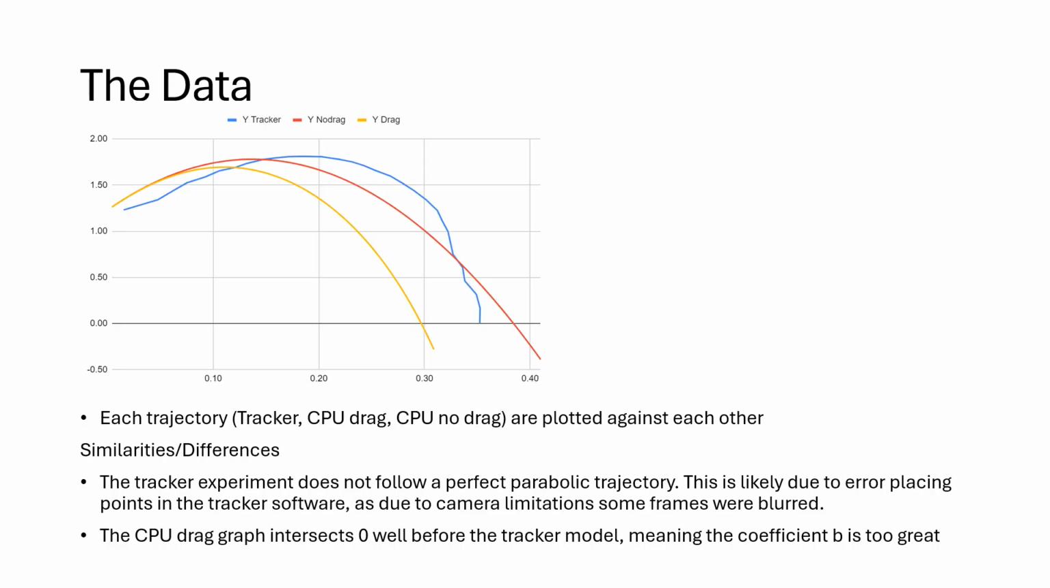So to analyze our data, we plot all of these trajectories of both of our computer studies and our tracker study against each other. And you can see that the tracker experiment does not follow a perfect parabolic trajectory. And this is likely just due to error placing the points in the tracker. The camera frames become blurry when filming such a small object. The computer drag model also intersects the x-axis way before the tracker model, which means the coefficient b is too high.